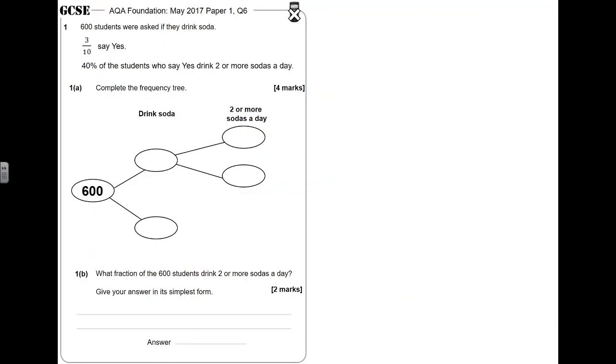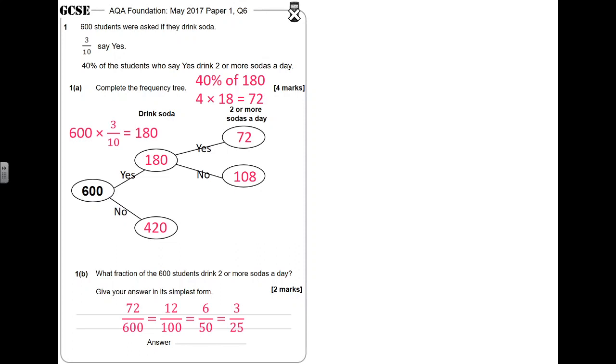Right, a couple of GCSE questions then, just to apply that knowledge along with some previous knowledge. So at GCSE, you're likely to have to use frequency trees along with fractions and percentages and ratios. So can you pause the video, have a go at this one, and then press play when you're ready to work through it. Let's have a look at the answer then.